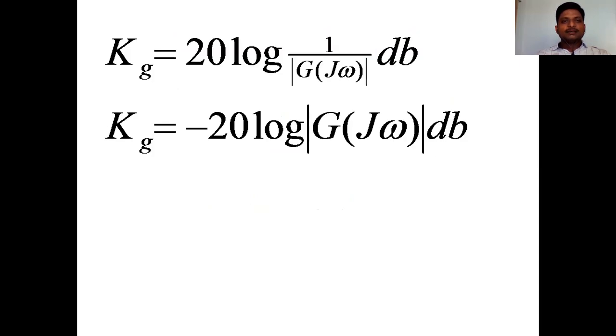Next, the same expression can be conveniently expressed in mathematical form as Kg is equal to 20 log, or you can say 20 log 1 by mod of G of j omega dB. dB means decibels. Okay. Or you can say Kg is equal to minus 20 log mod G of j omega decibels.